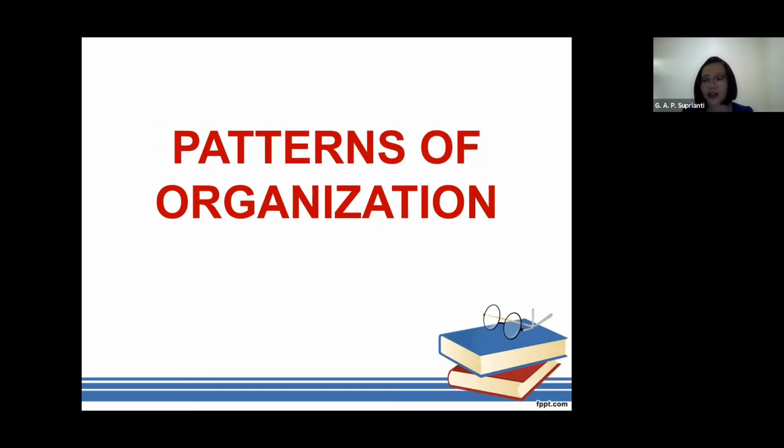Today's topic, again, as I told you previously, is about patterns of organization. Actually, this topic is closely related to another topic in writing. Next semester, I think you are going to relearn this topic in writing paragraph. So now let's check out the patterns.